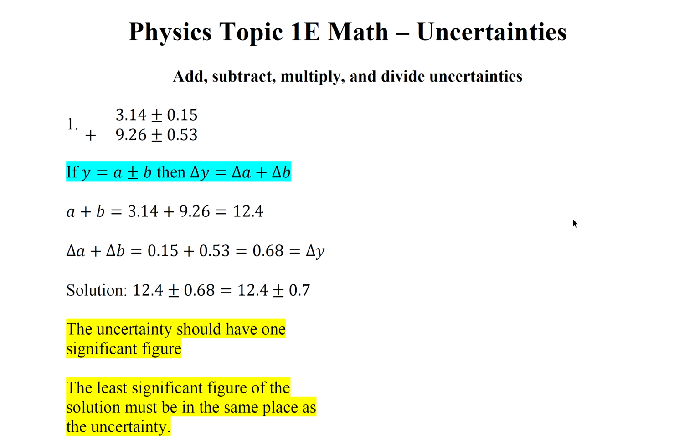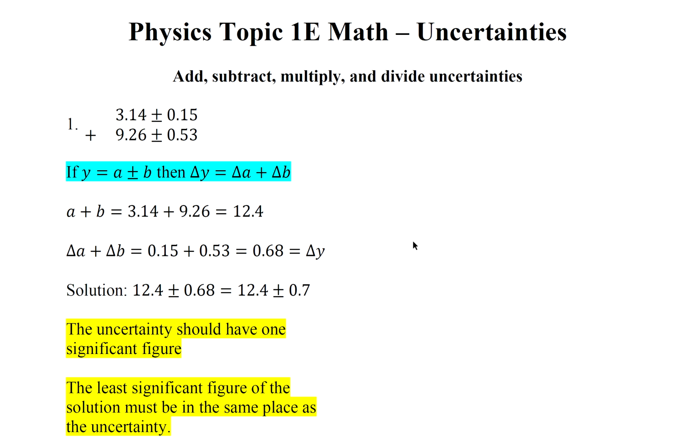So this equation highlighted in blue is what we're going to use to add and subtract uncertainties. If y equals a plus or minus b, then delta y equals delta a plus delta b. It doesn't matter if we're adding or subtracting uncertainties, we're going to use this equation. So first we add the values. 3.14 plus 9.26 gives us 12.4. Then we add the uncertainty, 0.15 plus 0.53, which gives us 0.68.